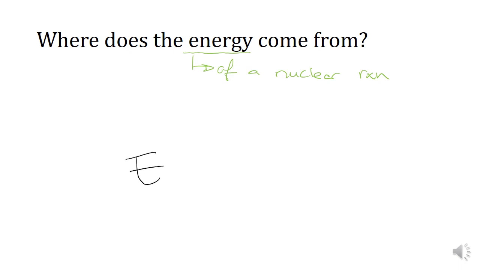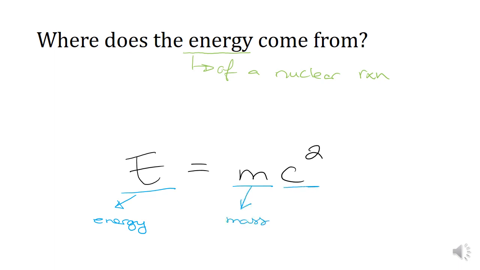It's E equals mc squared. So let's break down what these letters mean. E is energy, M is mass, and C stands for the Latin word celeritas, which translates as swiftness.